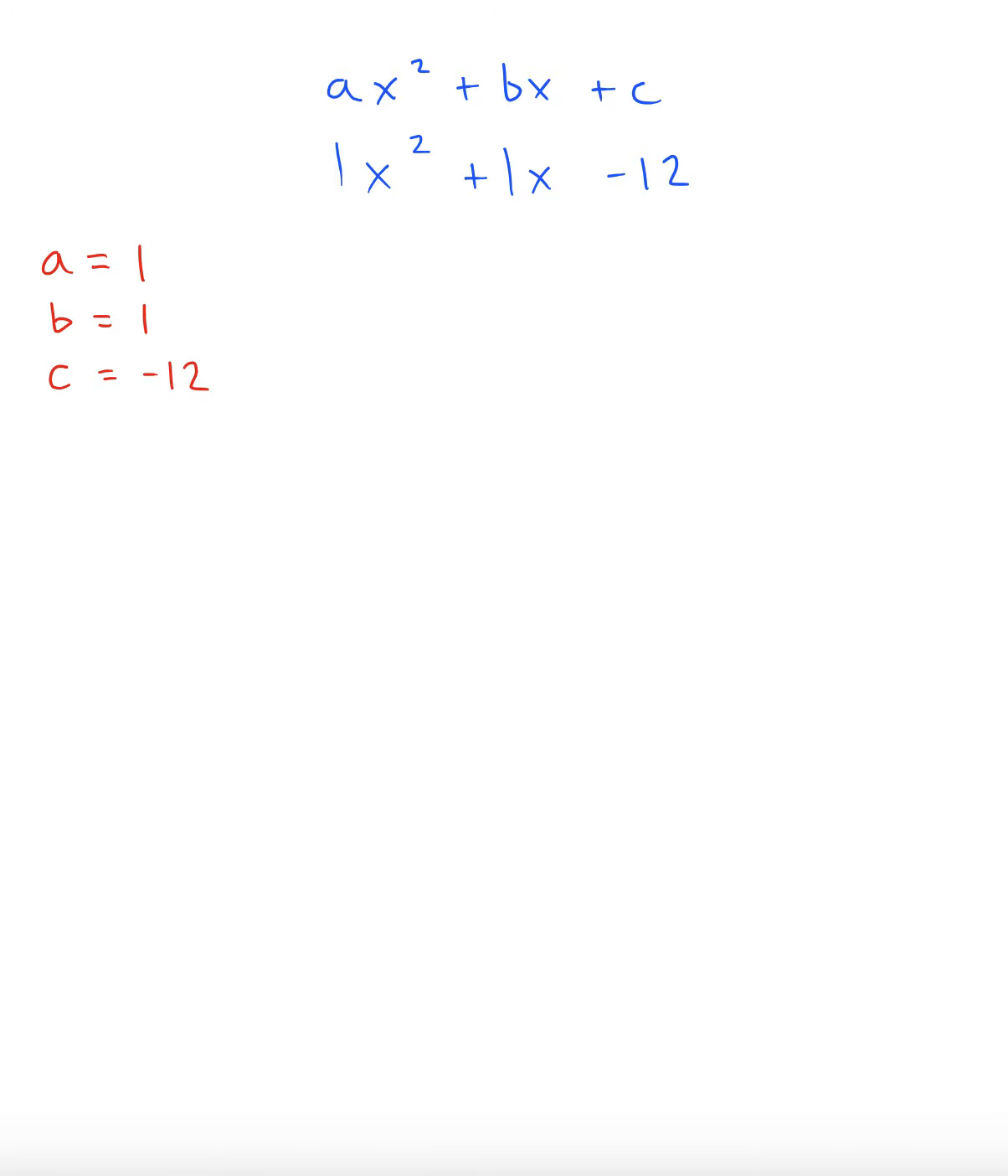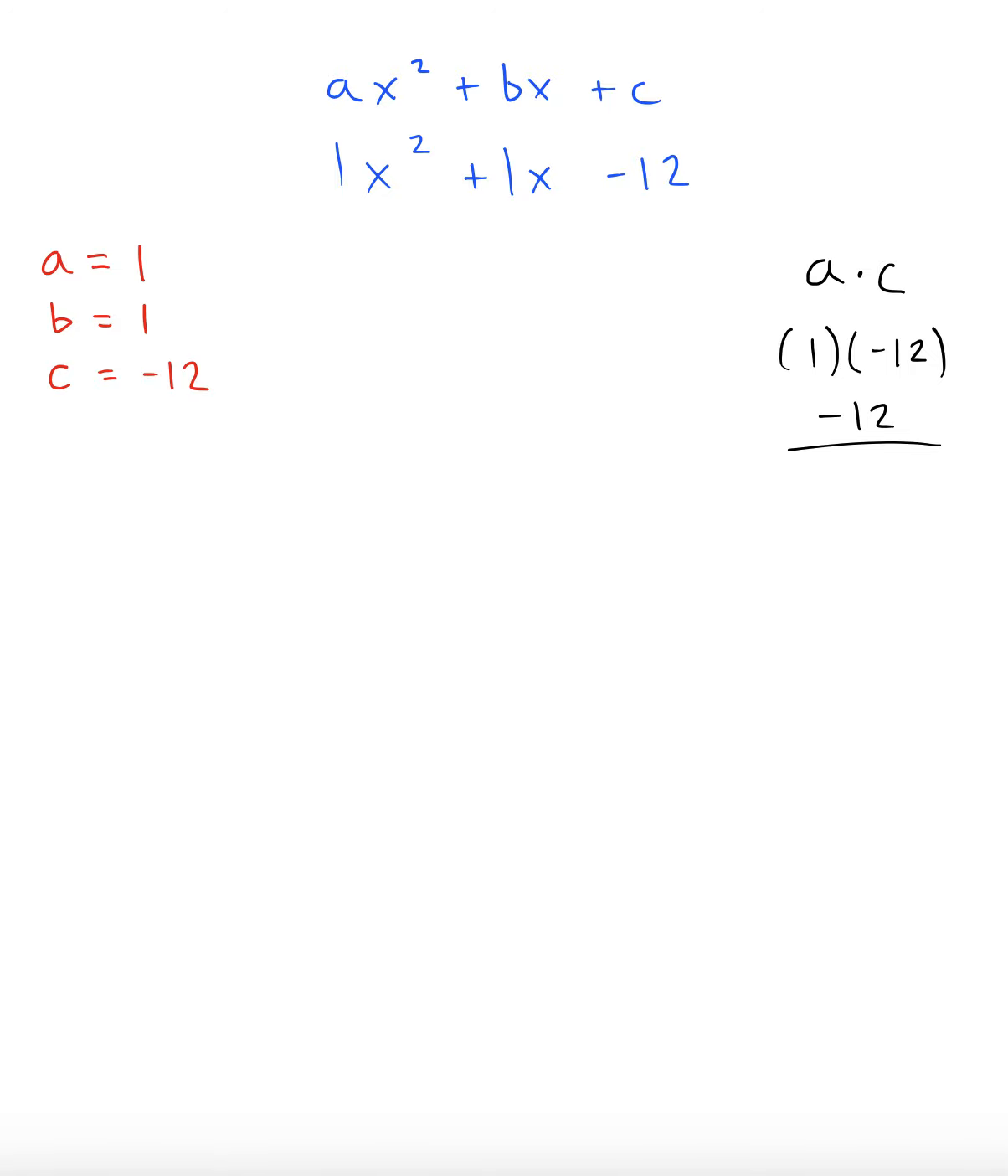Okay, now that we identified A, B, and C, part of the AC method is to, on the side, multiply your A times your C. So we're going to get 1 times negative 12 here, which makes negative 12. And you do want to keep track of the negative, whether it's negative or positive, that matters.